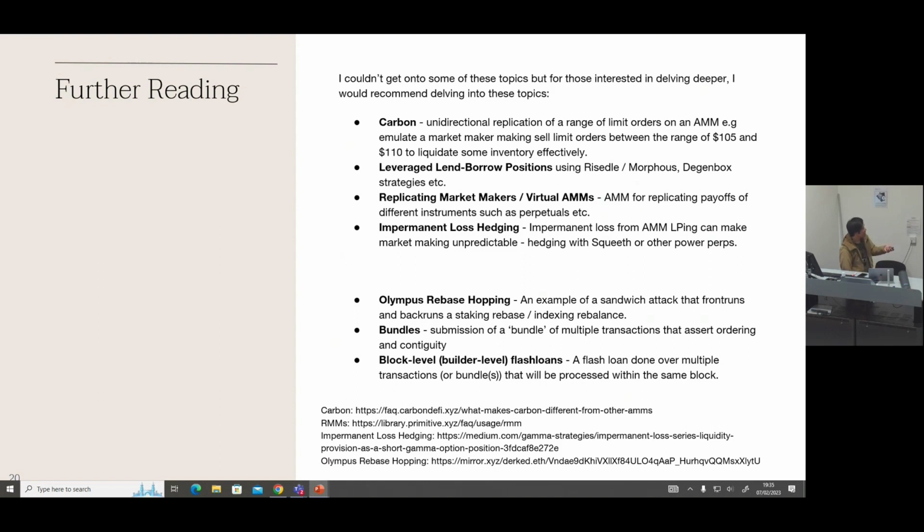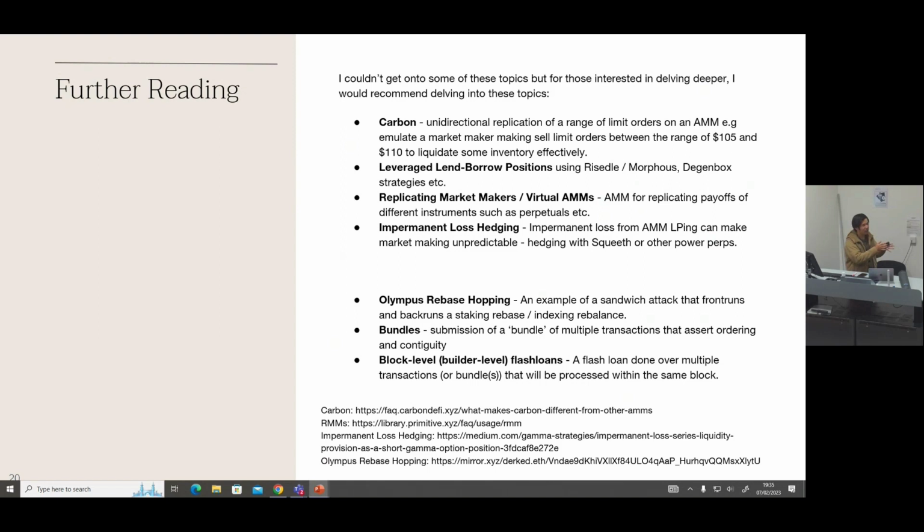I've also listed a couple of interesting things for any of you interested in the blockchain side of things, especially trading. If you want to be a trading engineer for cryptocurrencies, these are interesting concepts you need to look at. Olympus rebase hopping is an example of an MEV strategy in which you trade around an index rebalancing, or a rebase essentially.